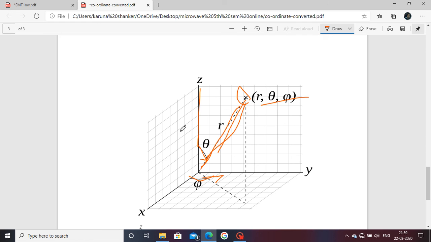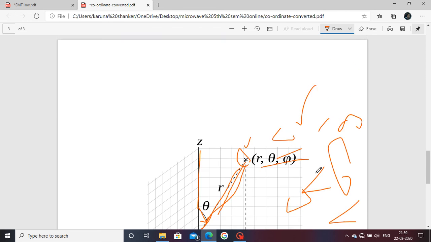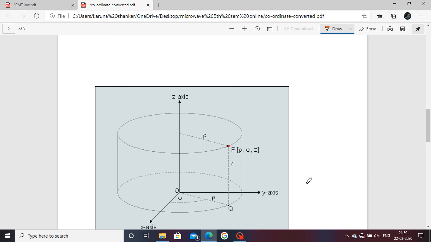R is the radius, theta is the angle measured from the z axis, and phi is the angle measured from the x axis. Theta and phi are angles. The range of r is greater than 0, less than infinity. This is the radius of the sphere. Theta is greater than 0, less than 180 degrees, and phi, in a similar way as in cylindrical coordinates, is greater than 0, less than 360 in spherical coordinates.